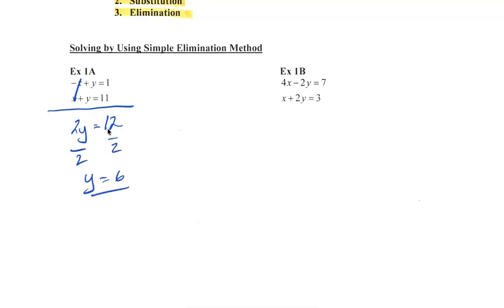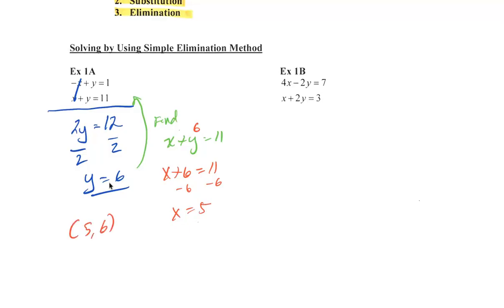y equals 6. And then, don't forget, much like before, we have to go back and find x. So we have to substitute our found variable into one of these two equations. It doesn't matter which one. I'm going to plug into one that doesn't have a negative, so it's a little easier. So I'm going to use the bottom one here. We know y is 6, so this becomes x plus 6 equals 11. Minus 6 from both sides, and we have x equals 5. So our answer is (5, 6).